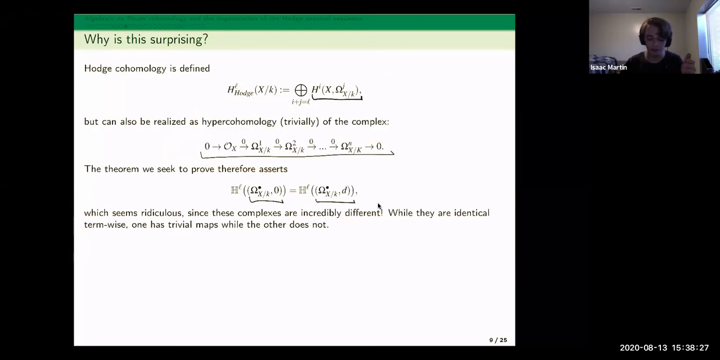And so this theorem on the previous page is actually just asserting that these two hypercohomologies are identical, which is very surprising and very non-obvious, at least to me. This is the normal de Rham complex right here with some analog of the exterior derivative, and this is that same complex but with all of the chain maps replaced with zero. But it turns out that this does work with nice enough assumptions.